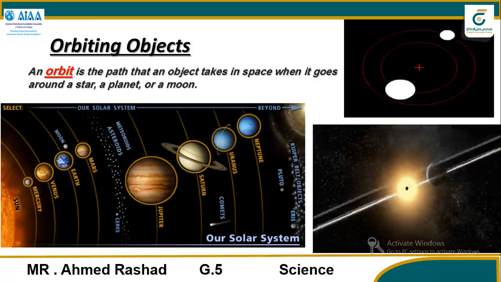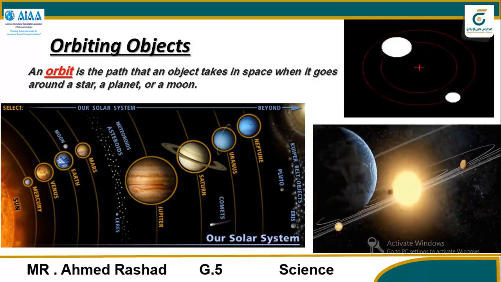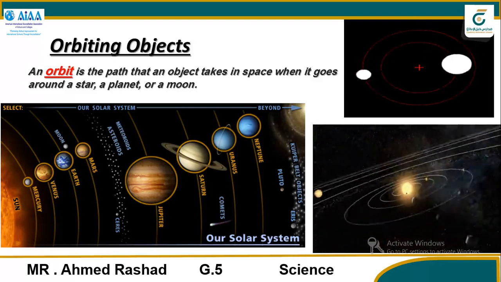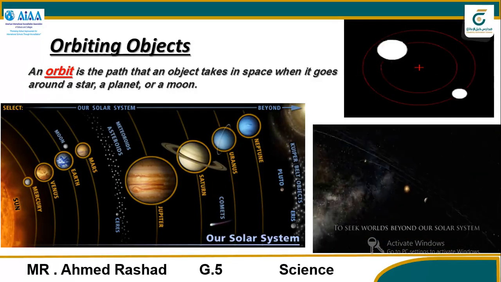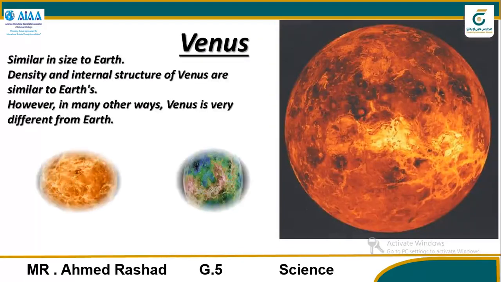And Neptune, the last planet in the solar system, takes a large amount of time to travel around the sun. So this is the last thing we're talking about today, and thank you for listening.